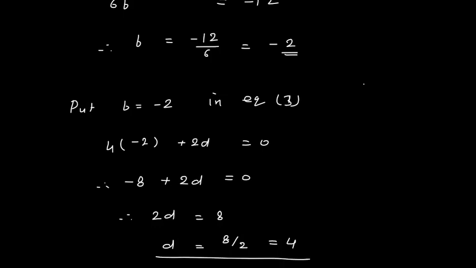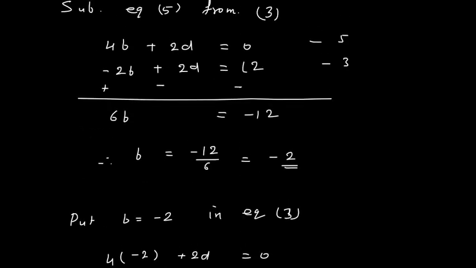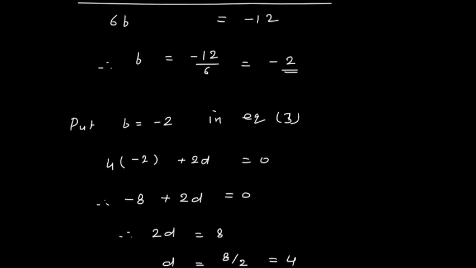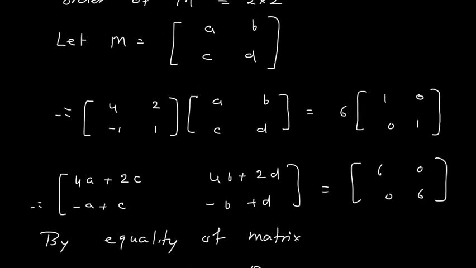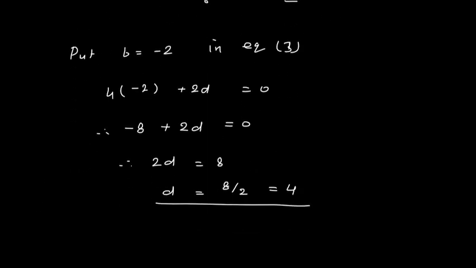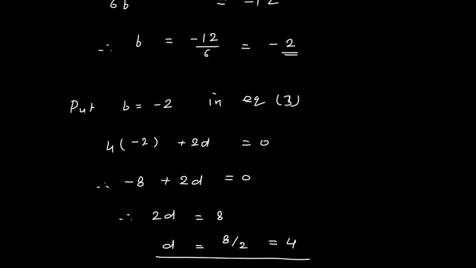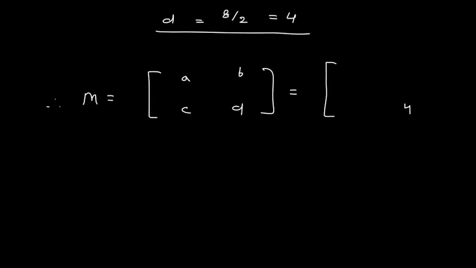Therefore M is equal to [a, b; c, d], which is equal to, now the value of d we got 4, so write 4 here. The value of b we got minus 2, so write minus 2 here. The value of a and c, a is 1 and c is 1. So a and c both are 1. This is 1, this is 1. So this is my answer for M.